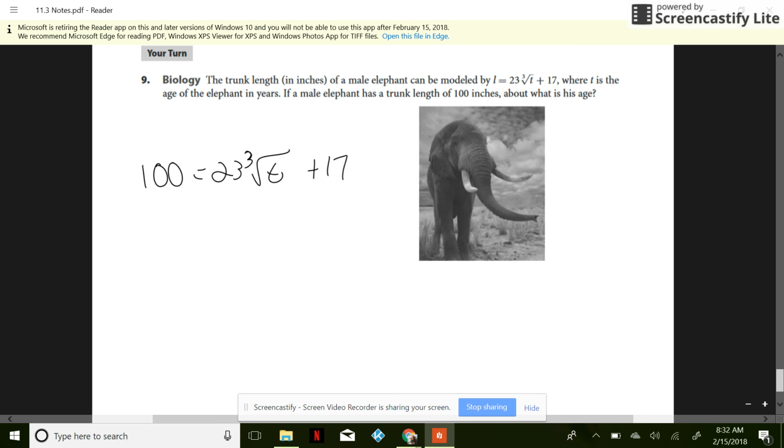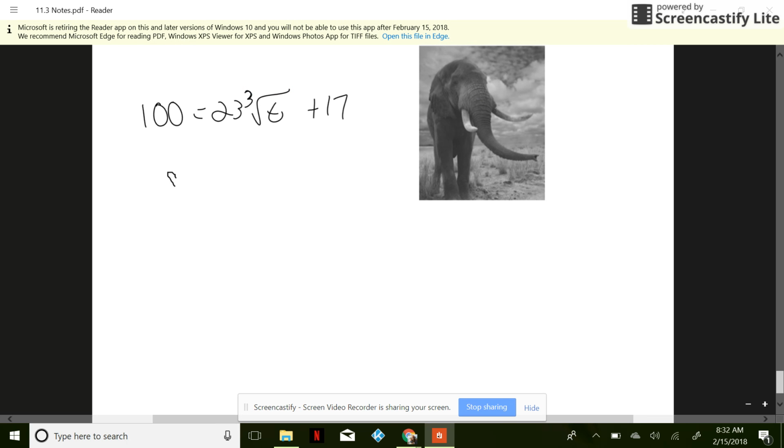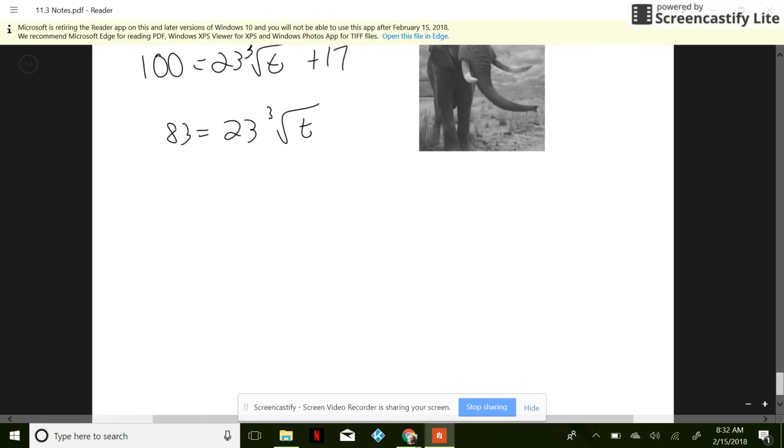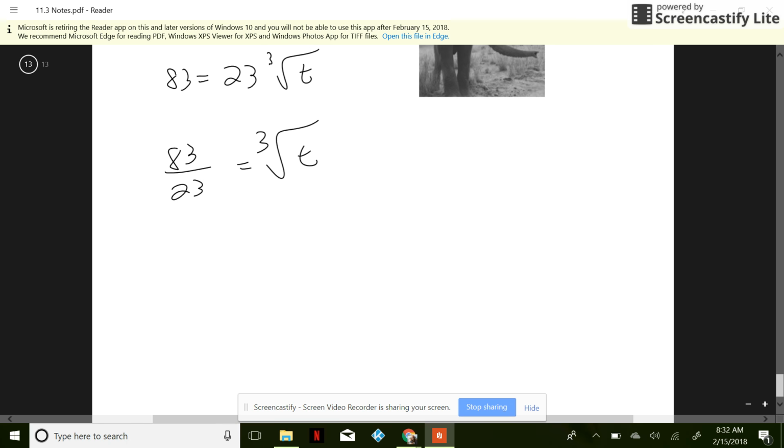So we'll need to subtract the 17. We'll get 83 is equal to 23 times the cube root of t. And then to isolate our radical, we'll have to divide by 23. So we'll get 83 over 23 equals the cube root of t. So once you cube both sides, t will be on its own.